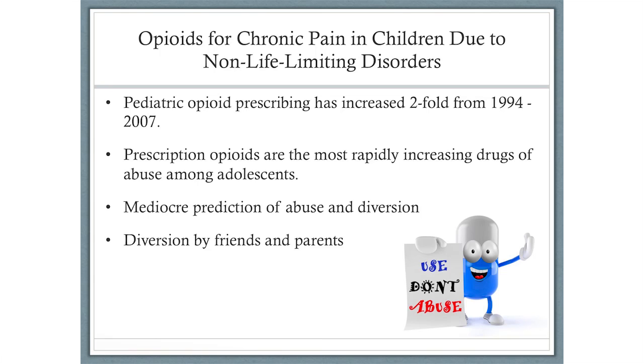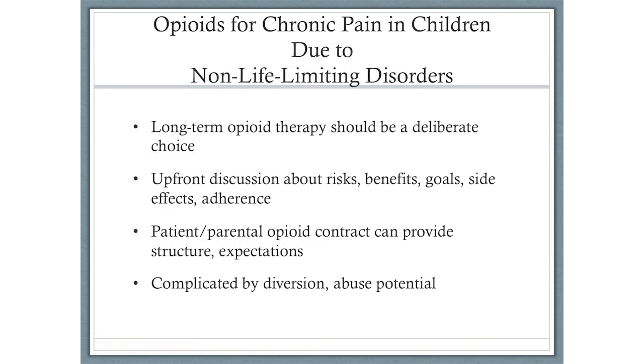So pediatric opioid prescribing has increased about twofold. And prescription opioids are the most rapidly increasing drugs of abuse among adolescents. And it's very hard to predict which patients and which parents might abuse or divert opioids. The decision, I believe, to prescribe opioids in children with non-life-limiting disorders should be an upfront, deliberate decision, rather than kind of evolving over time, and when you look back, you realize it's been a year on opioids.